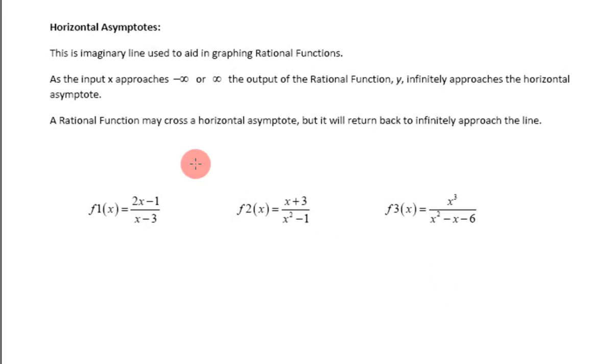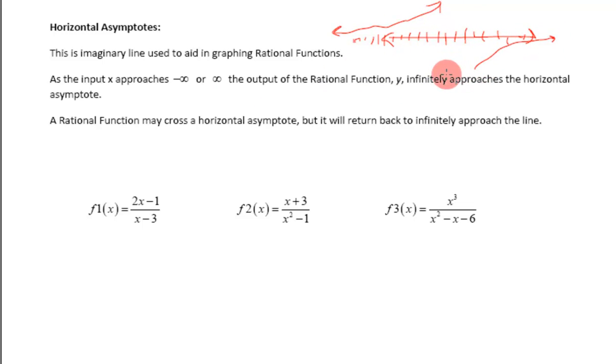Alright, in this video we will talk about horizontal asymptotes. Basically, this is another imaginary line used to aid in graphing rational functions. It's horizontal, so it looks something like that, and we keep it dotted. As your x values go far to the left, toward negative infinity, some function will approach this line like this. As you go far to the right, maybe the rational function will approach that line again.